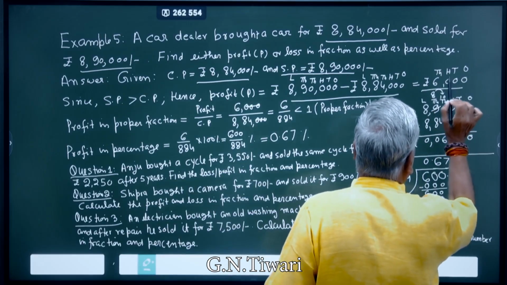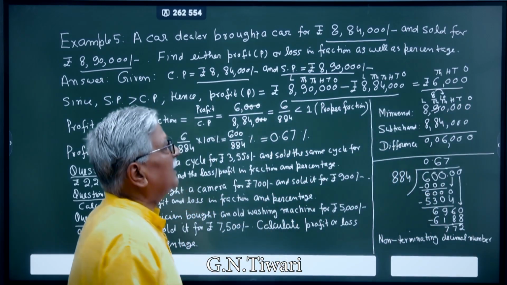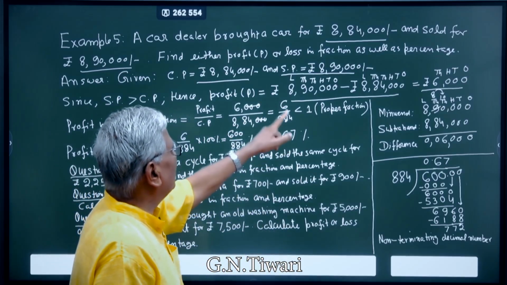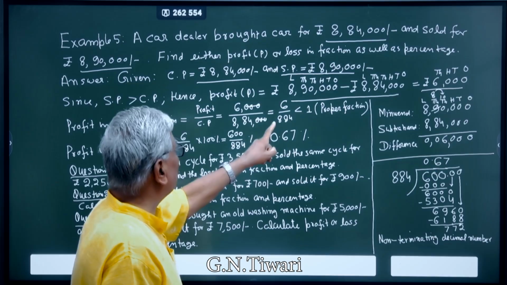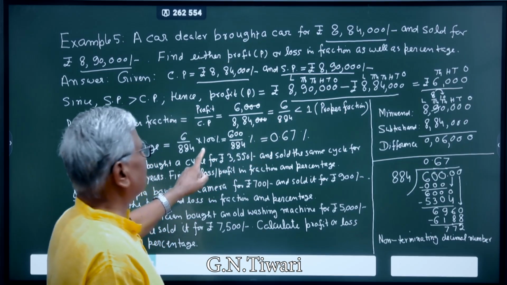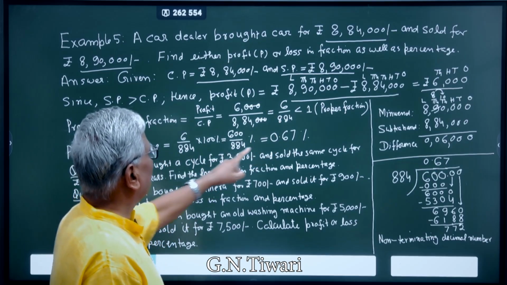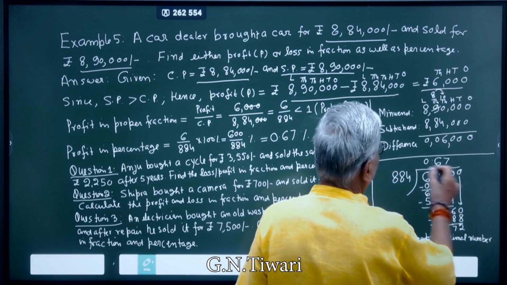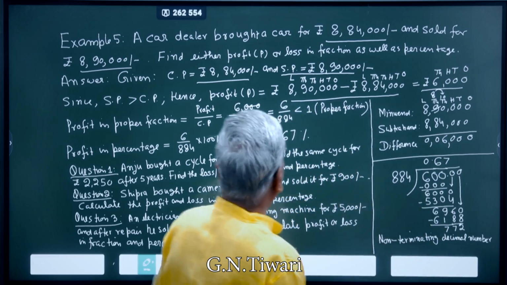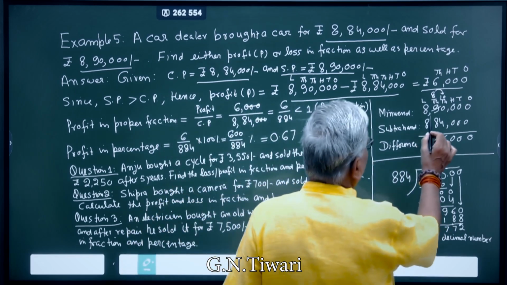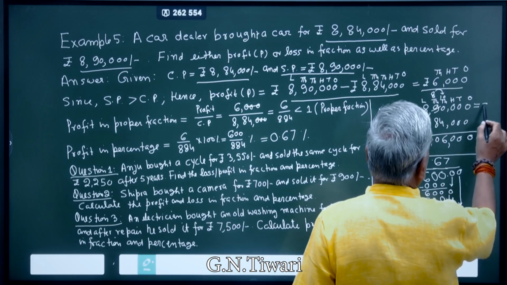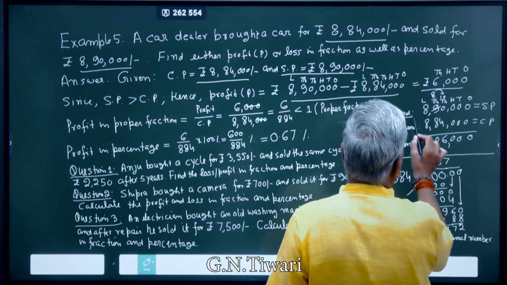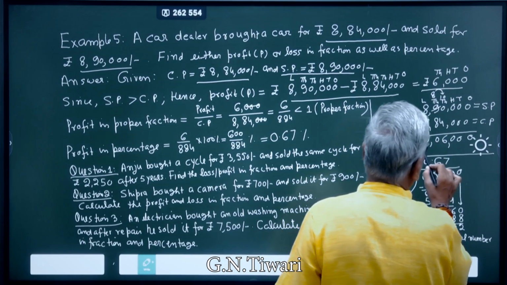to 6,000. But if you want to calculate it as a fraction, 6,000 should be divided by the cost price. That is 6 upon 841. But if you want to convert into percentage, you multiply by 100. So 600 upon 0.67. Just see, here I have divided. Now, for example, this is the selling price and this is the cost price. So selling price becomes the minuend, cost price becomes the subtrahend, and the difference is 6,000.